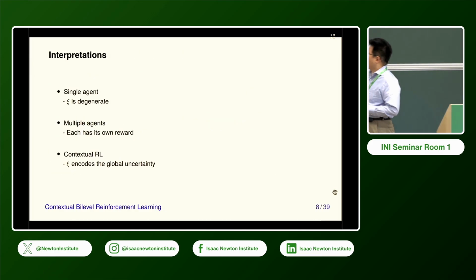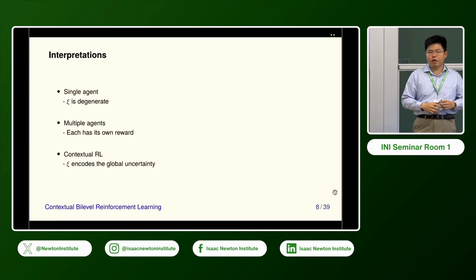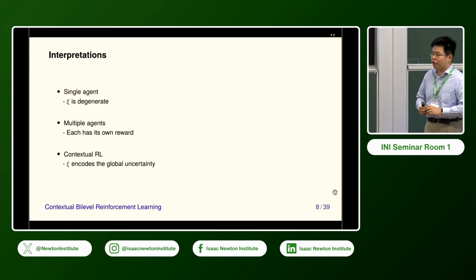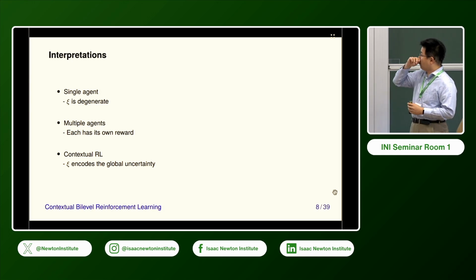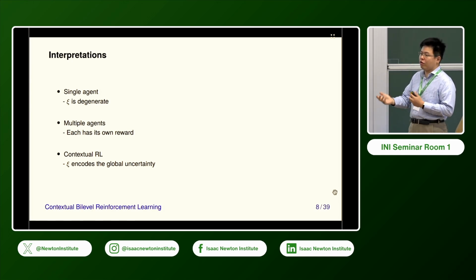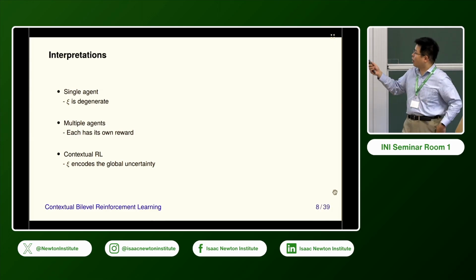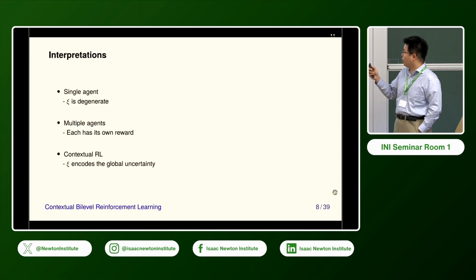Okay, and the interpretation, right? Single agent, because C basically reduces to a degenerate random variable, and then you get a single agent. It's just to design an MDP environment for one agent. When you have multiple agents, each may have its own reward that you cannot see, but you can actually incentivize them by a central reward that you create. And then the contextual RL is that C encodes the global uncertainty.